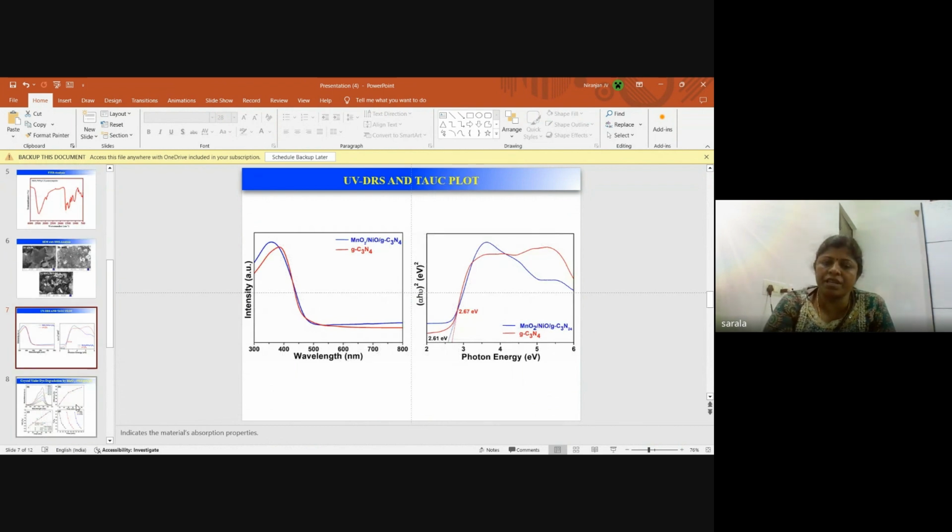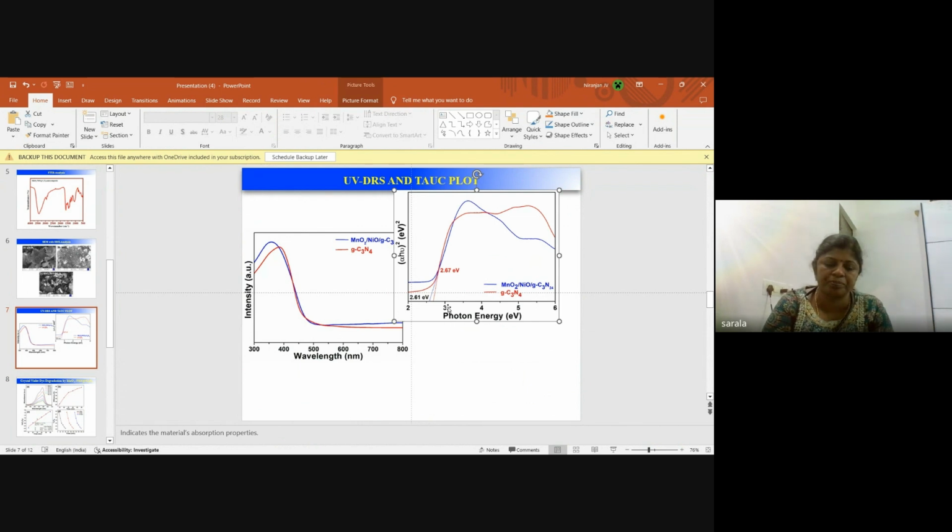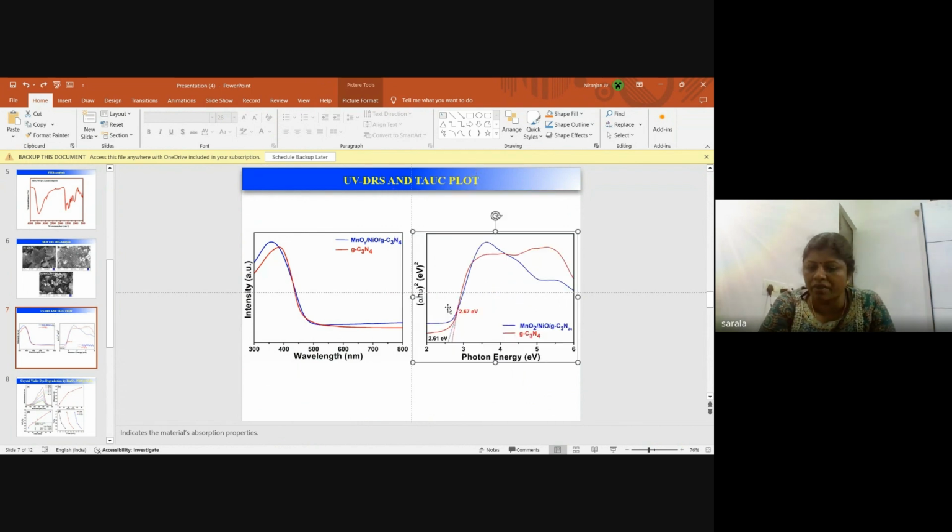The ultraviolet analysis shows the band gap energy of that particular component. The MnO2, nickel oxide, GC3N4 is 2.67 electron volt. We have to reduce the band gap value, then only we can easily disperse the dye component. The blue GC3N4 is the red color band gap value, that is 0.61 electron volt.